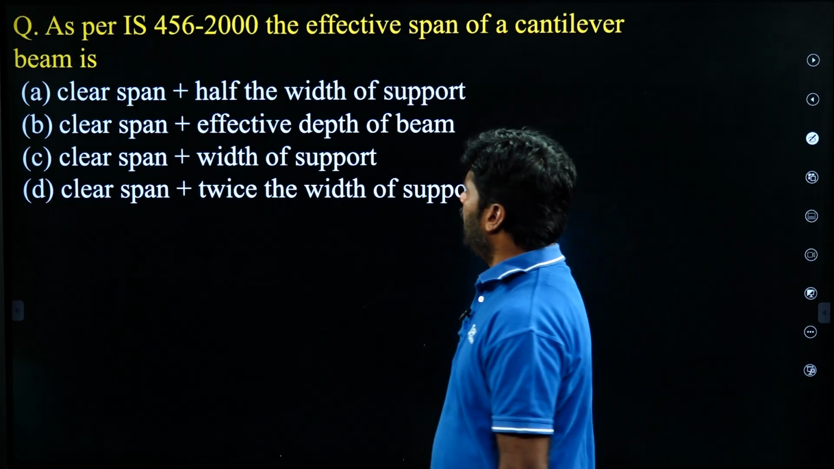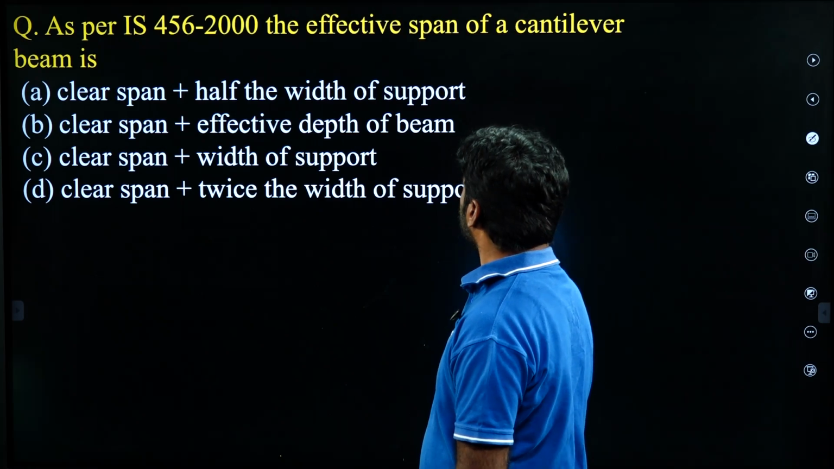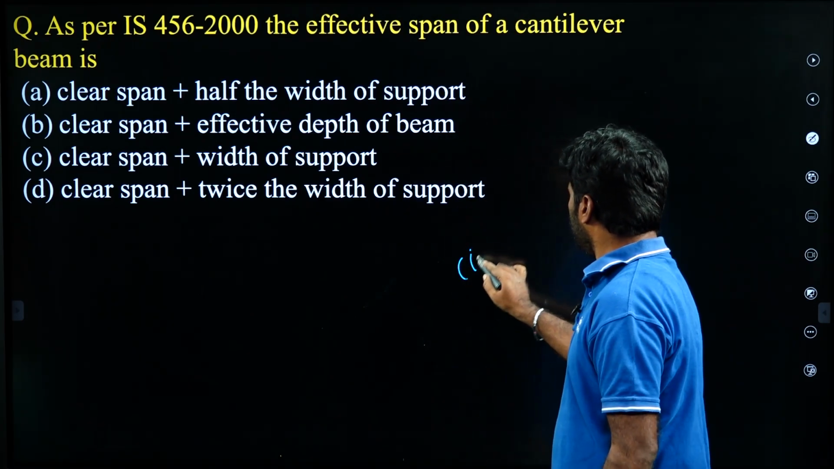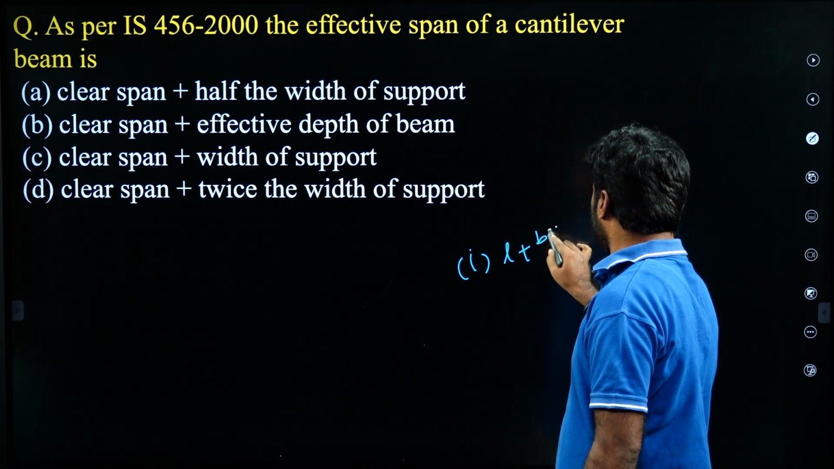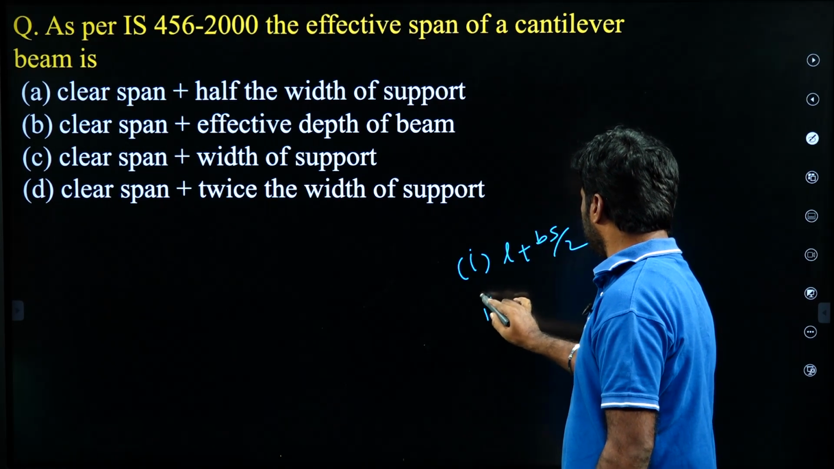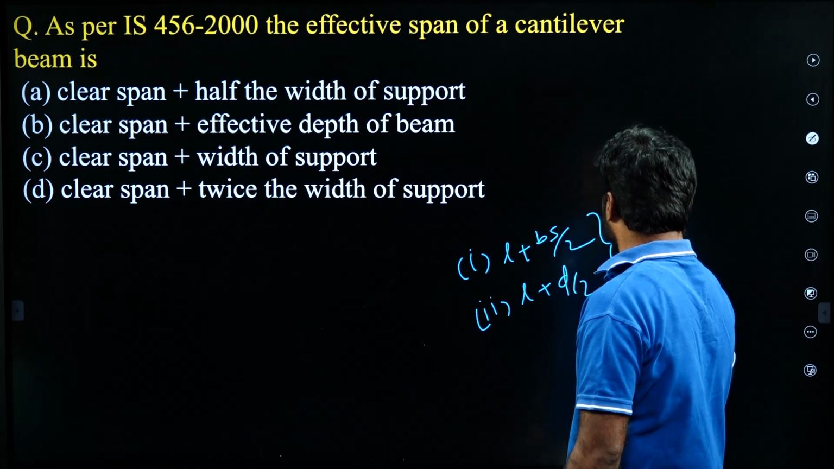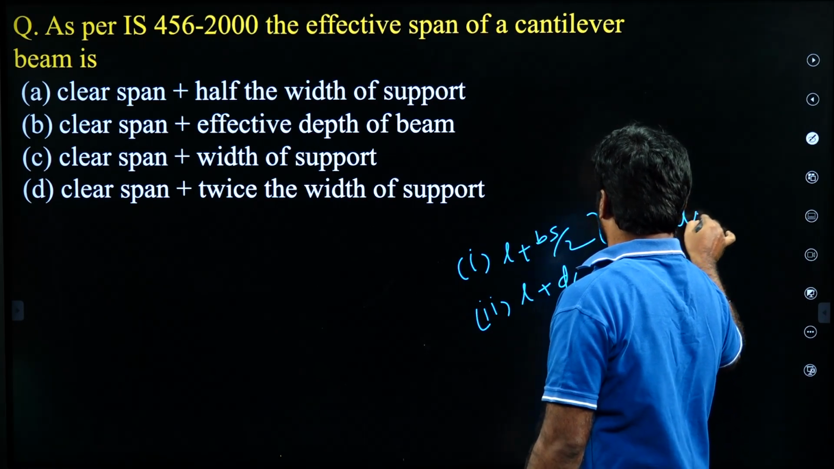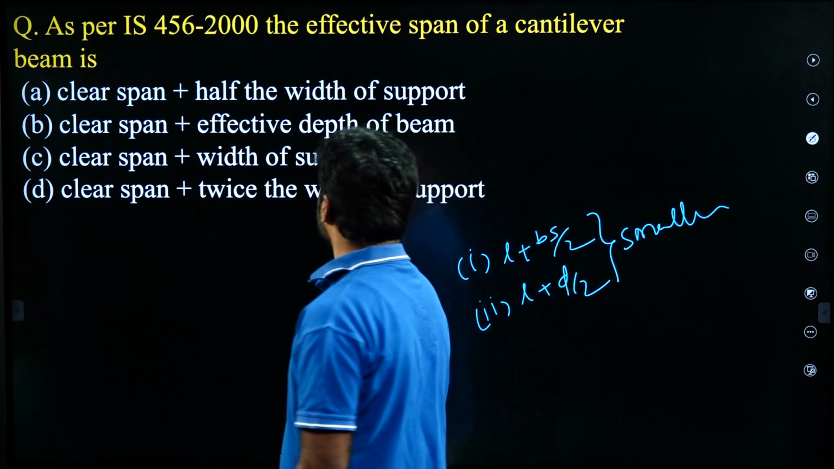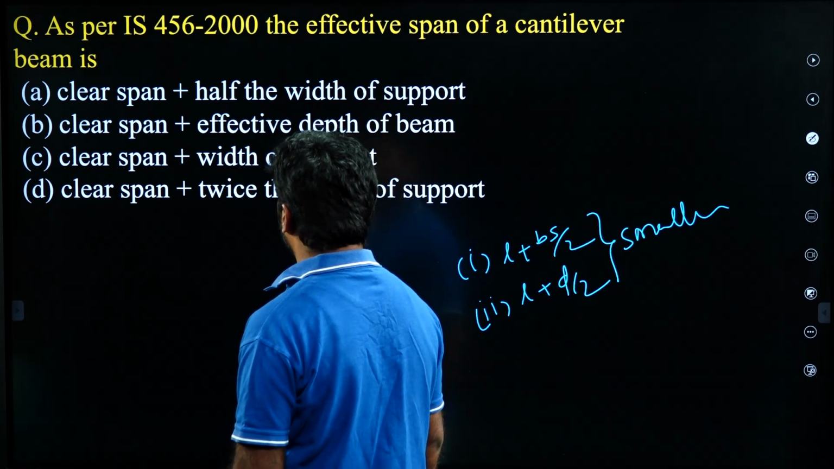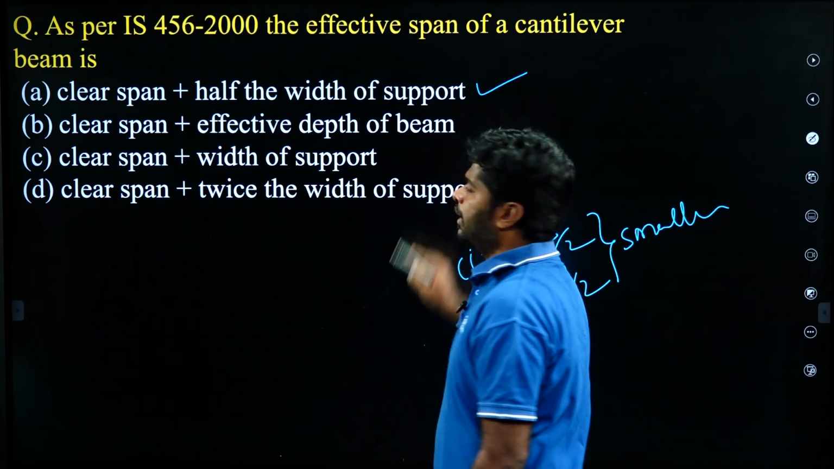Next question. As per IS 456-2000, the effective span of a cantilever beam. My dear, for cantilever beam, it is L plus Bs by 2 or L plus D by 2, whichever is smaller. Here they have given clear span plus half the width of the support, correct. Clear span plus effective depth, no. Clear span plus width of support, no. Clear span twice. So option A correct.